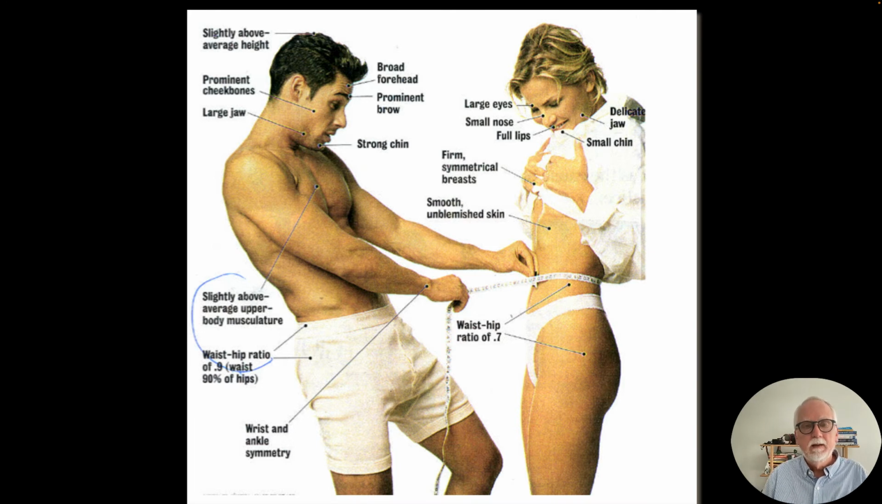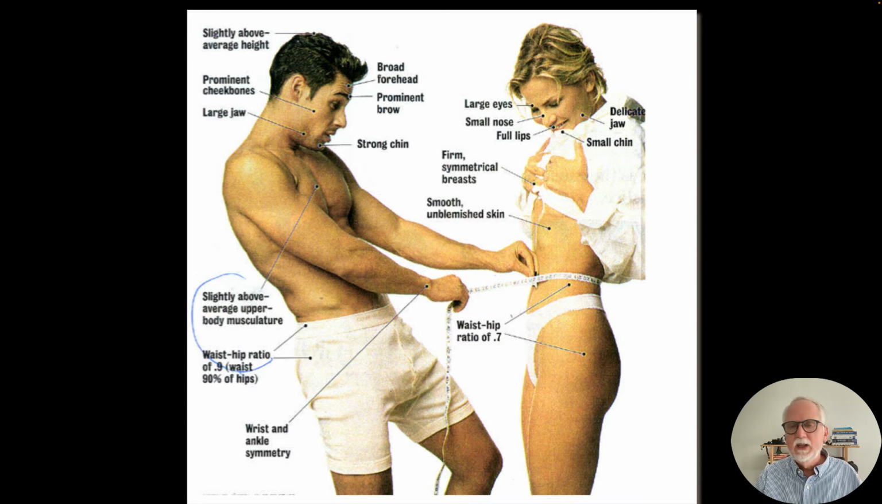And you can see things there like they've found that men who are slightly above average in height are considered more attractive. The men who have more prominent cheekbones, a large jaw, a slightly above average upper body musculature, wrist and ankle symmetry. Whereas women who have large eyes, a small nose, full lips, small chin, firm symmetrical breasts, smooth unblemished skin, and a waist-to-hip ratio of 0.7 are supposedly more attractive. The waist-to-hip ratio, by the way, has to do with whether or not you can bear children, and there's some evolutionary evidence to suggest that you're going to have an easier time bearing a child at the time of labor if your waist-to-hip ratio is around 0.7. And so that's supposedly pressure then that men are looking for in their females, hoping that they're going to be able to give birth, and so they might be looking for a waist-to-hip ratio of 0.7.